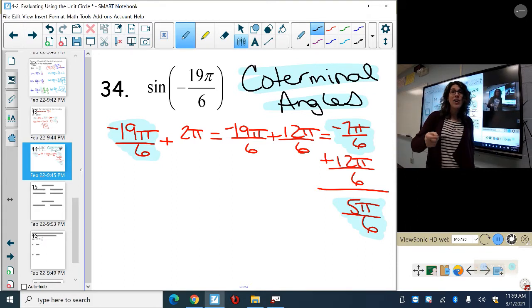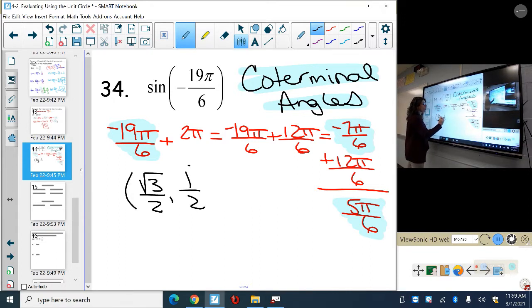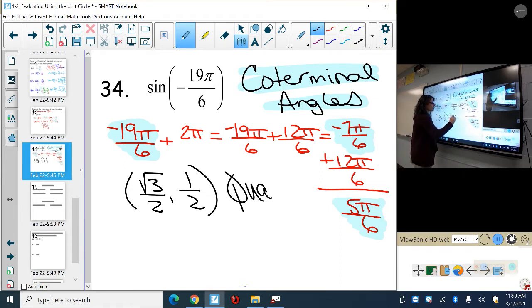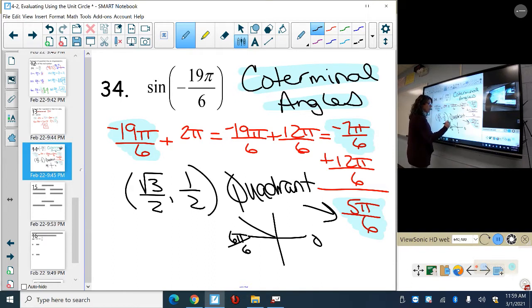Coterminal angles share exactly the same ordered pair. So if I have a denominator of 6, I'm talking about the ordered pair, the square root of 3 over 2, 1/2. But I need to know the quadrant in which I'm lying. So what quadrant is 5 pi over 6 in? Here's 0, here's 6 pi over 6. So I want 5 pi over 6, which is right here. So that means they are negative, positive.